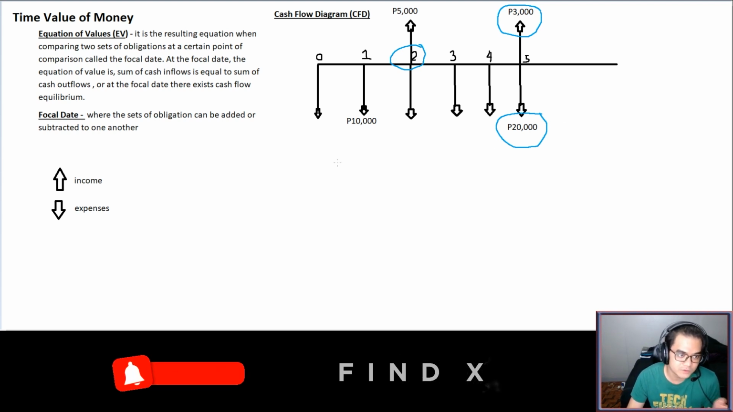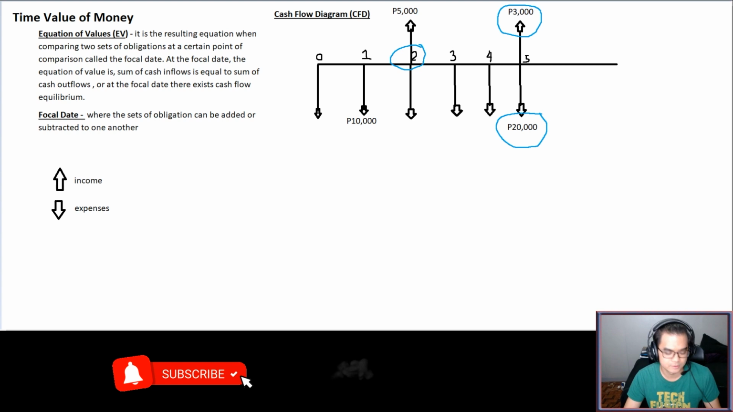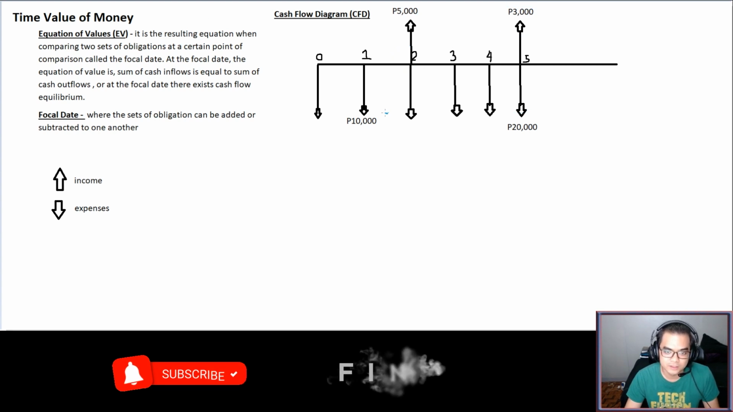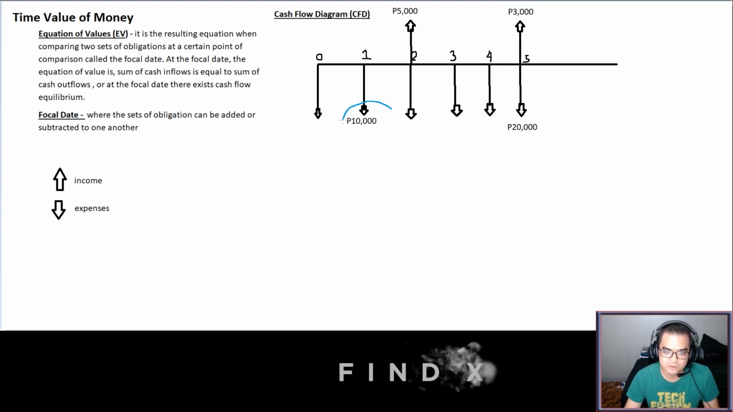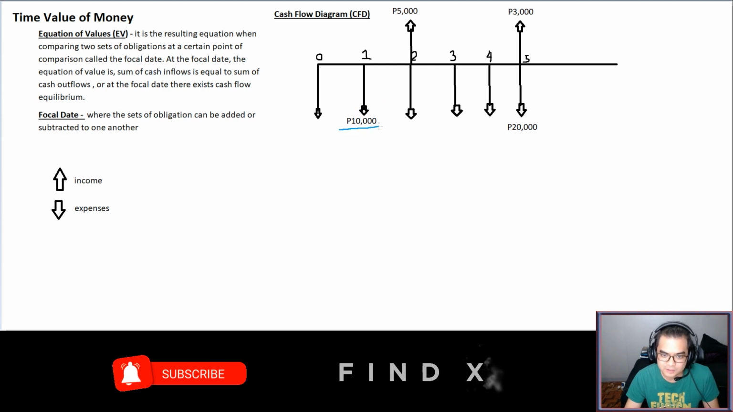So what does the equation of value mean, or the focal date? The focal date is where you will bring all your money, in order for you to add or subtract it. For example, 10,000 and 20,000 are both expenses, right? But you cannot simply add them.